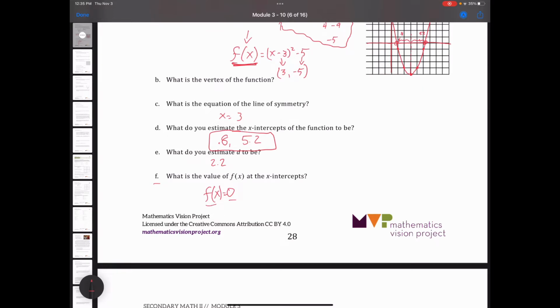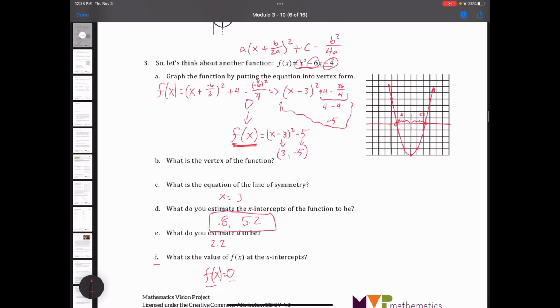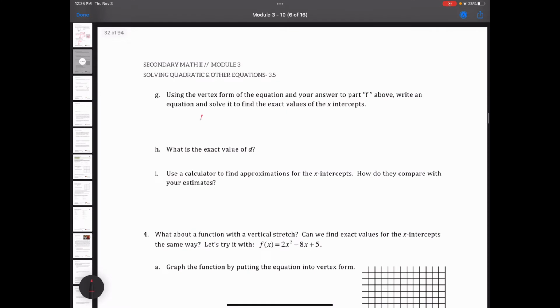So if f of x equals 0, I can plug in 0 for all of f of x. So I can go 0 is equal to (x minus 3) quantity squared minus 5. Okay, and then I can solve for x. That's what I'm actually going to do to find the exact x-intercepts. So I add 5 to both sides, and I get 5 is equal to (x minus 3) quantity squared. Take the square root of both sides. Remember that plus or minus, right? And on the right side, pew pew. So I get plus or minus the square root of 5 equals x minus 3.